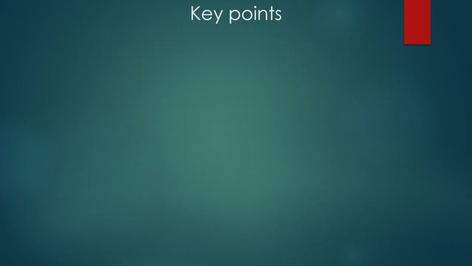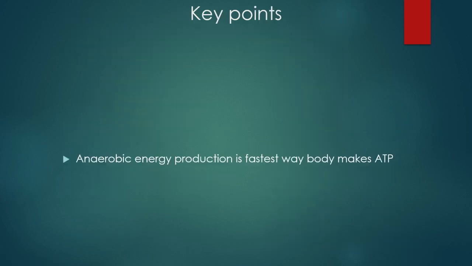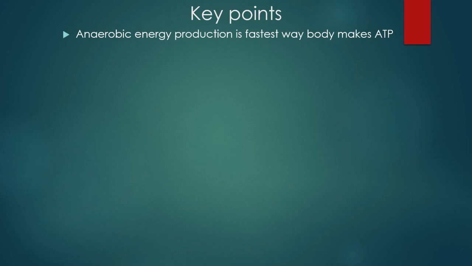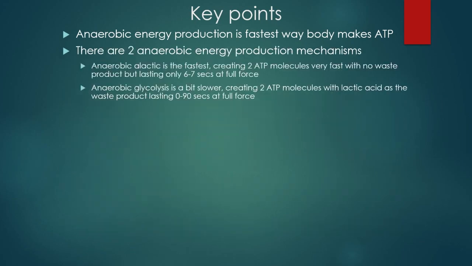All right, so let's go ahead and wrap up with some key points here. Anaerobic energy production is the fastest way the body makes ATP. There are 2 anaerobic energy production mechanisms. The first one is anaerobic alactic. It's the fastest, creating 2 ATP molecules very fast with no waste product, but lasting only 6 to 7 seconds at full force. That's your up to 60 meters.